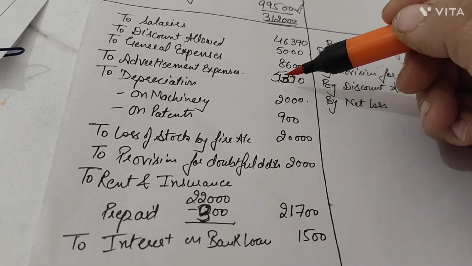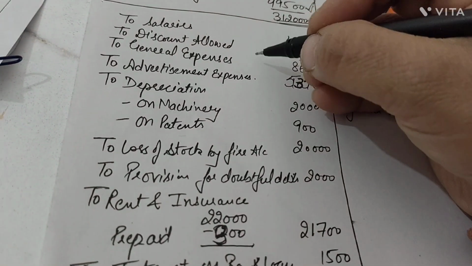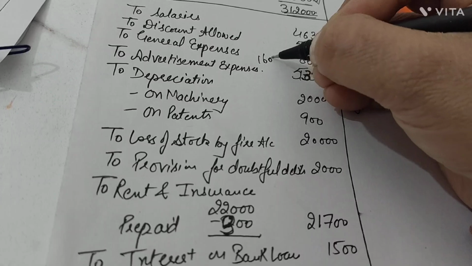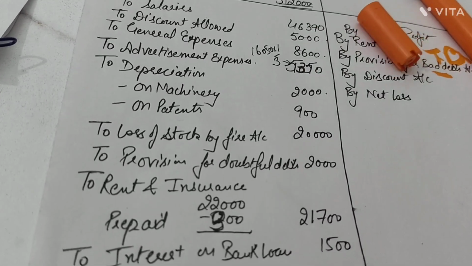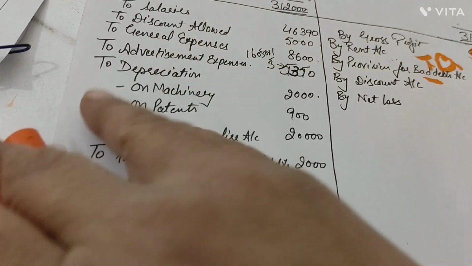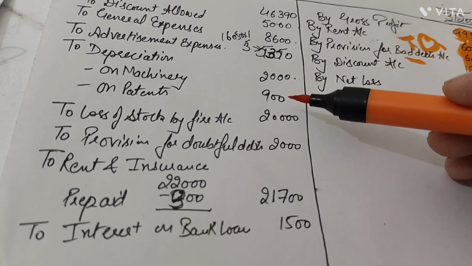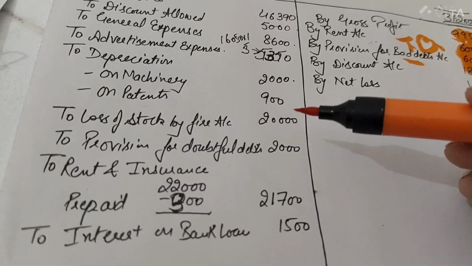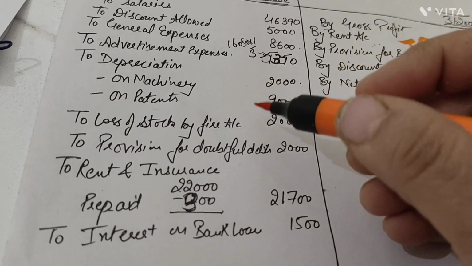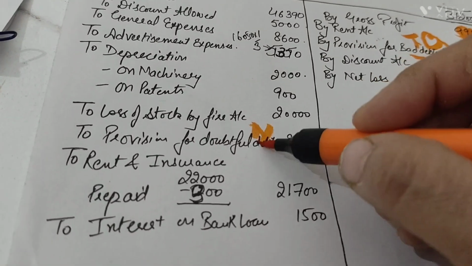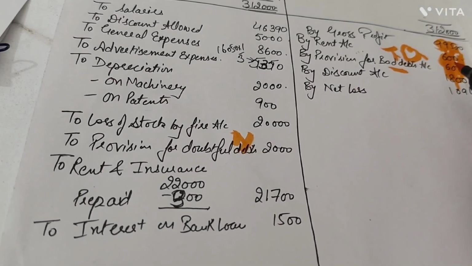Now advertisement expense, how we calculated advertisement expense? This is 160 five zeros one third, which we put over here. Then depreciation on machinery we took here, right, with rupees 2000. And then on patents, that was your value 1 by 3. And loss of stock by fire, provision for doubtful debts, these were the new ones which were given in the question. These are the new ones which we put on the debit side, and what was given in the trial balance we put on the credit side.